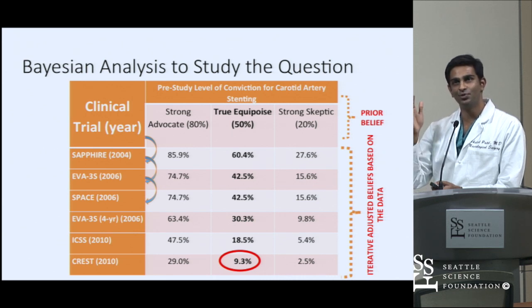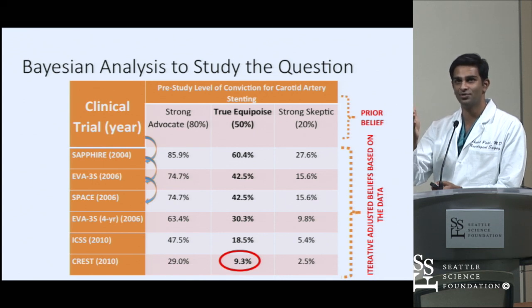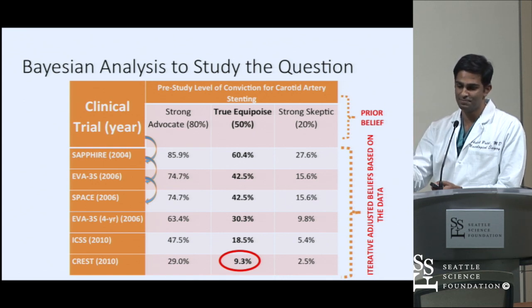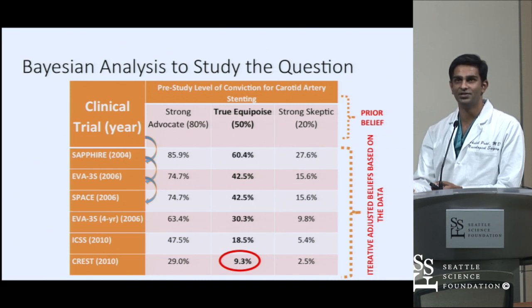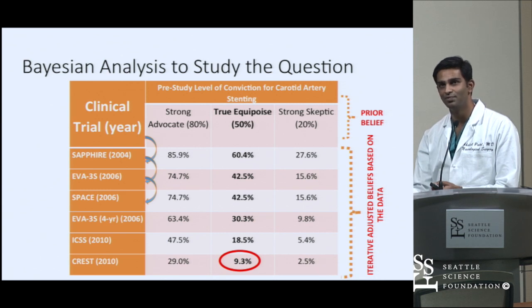Now, if you were at true equipoise, look at that middle line. If you did not know whether stenting or carotid endarterectomy was beneficial, you were at true equipoise. That was your belief before this. I combined the trials in a sequential method. After the first trial, the SAPPHIRE trial, it was positive for stenting. So you do a fancy calculation and you discover that you've moved your belief to 60% towards stenting.